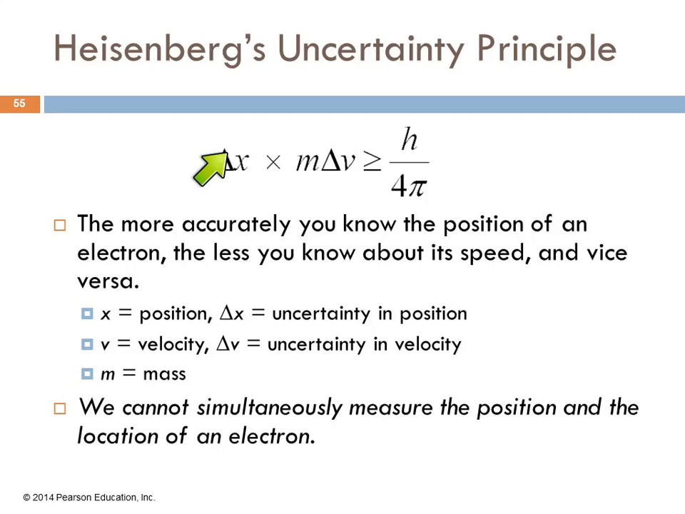You take the uncertainty in the position times the mass times the uncertainty in the velocity, and that is always going to be larger than a constant. This is Planck's constant divided by 4 pi. Why? We don't care. It's just a number. But this product is a constant. So if this one gets smaller, that one has to get bigger. If the uncertainty in velocity gets smaller, then the uncertainty in the position gets larger. So you can't know both things about an electron. You can't know where it is and how fast it's going.